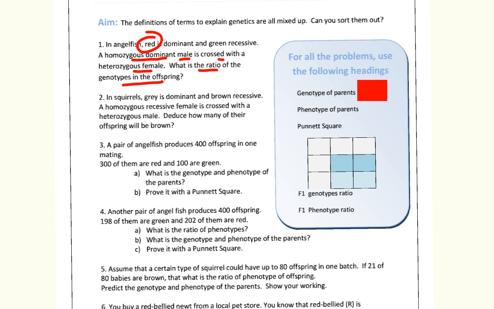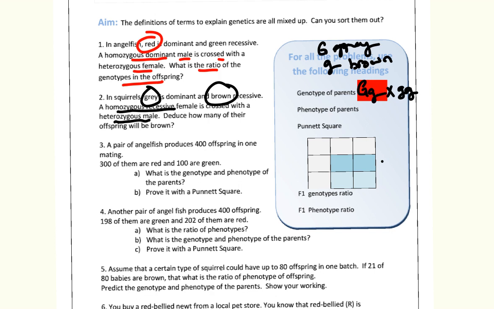Question 2. In squirrels, gray is dominant and brown is recessive. As gray is dominant, I am going to use capital G for the gray and small g for brown. He said homozygous recessive female, so the female is small g small g, and she has been crossed with a heterozygous male, capital G small g. These are the genotypes of the parents. How many of their offspring will be brown? Let's complete our diagram. The male is gray and the female was brown.